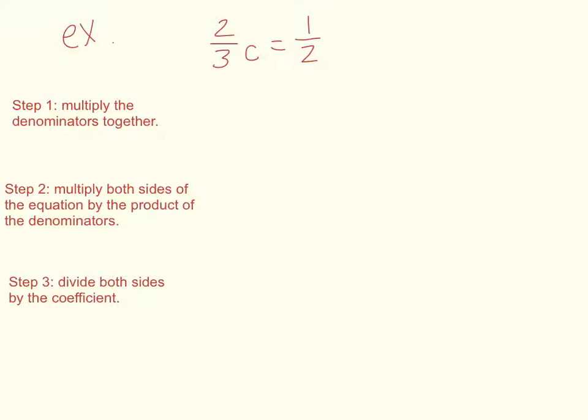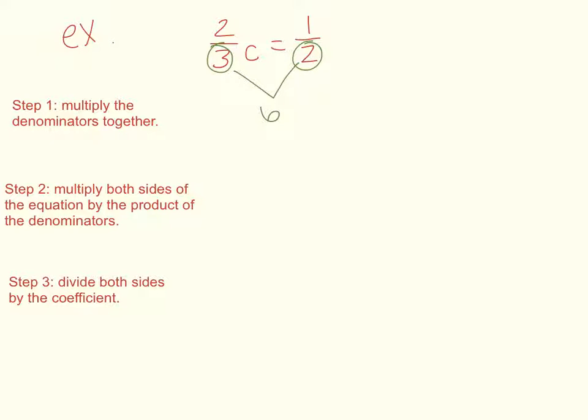You just have to do keep, switch, flip. But I'm going to show you a different way. And if you want me to show you the keep, switch, flip way, I can do that. Just raise your hand and I can show you. But another way you could do it is you multiply the denominators together. So you take 3 and 2 and multiply them and you get 6. So now with that 6, you're going to multiply both sides of the equation by 6.